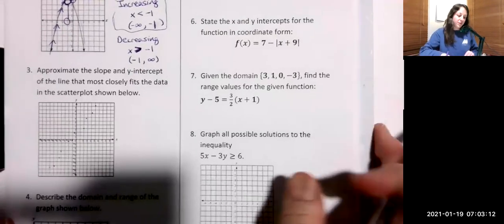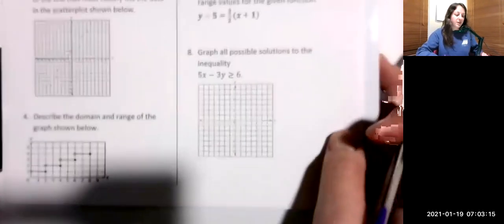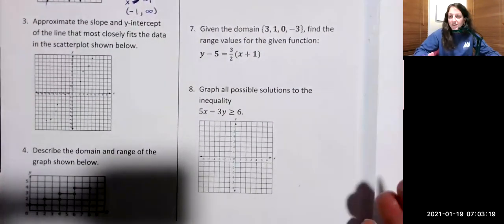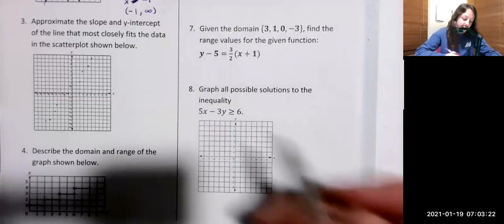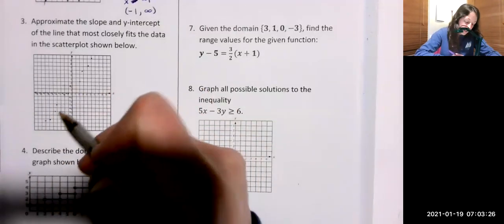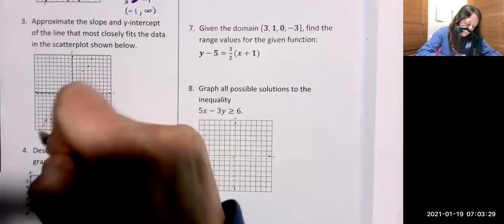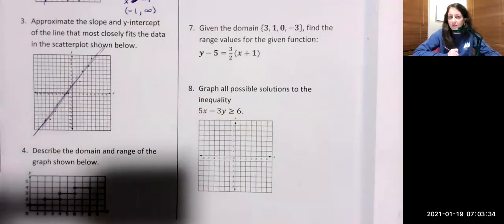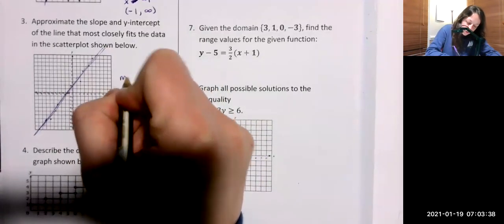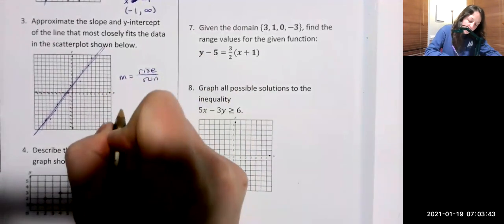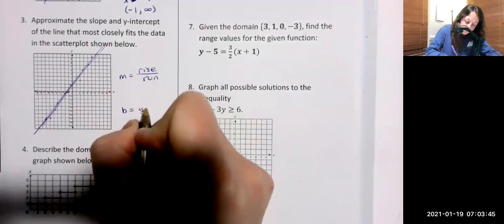Number 3 says approximate the slope and the y-intercept of the line. So that's just asking you to go back to Algebra 1. It's asking you to look at these dots that are kind of hard to see. Sketch a line through them. It doesn't have to be perfect, but sketch a line through them. And then when you look at that line, about what is your slope? As a reminder, your slope is your rise over run. And about what is your y-intercept?